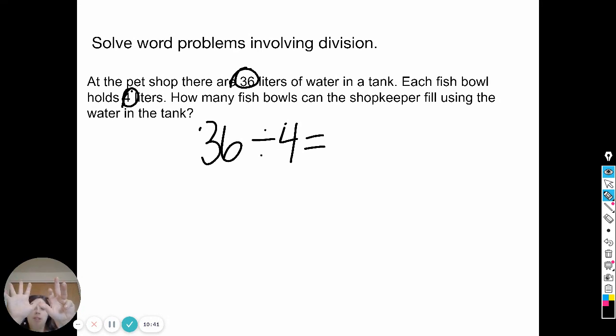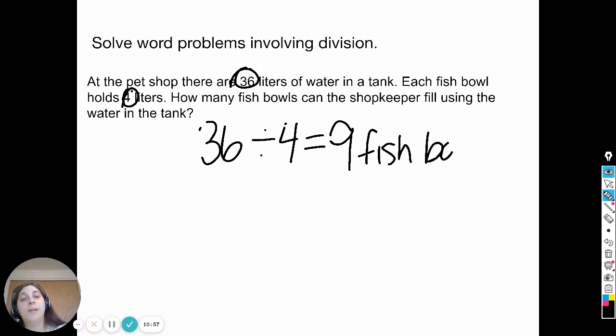5, 6, 7, 8, 9. We needed 9 fingers, so the answer is 9. How many fish bowls can the storekeeper fill? He can fill 9 fish bowls.